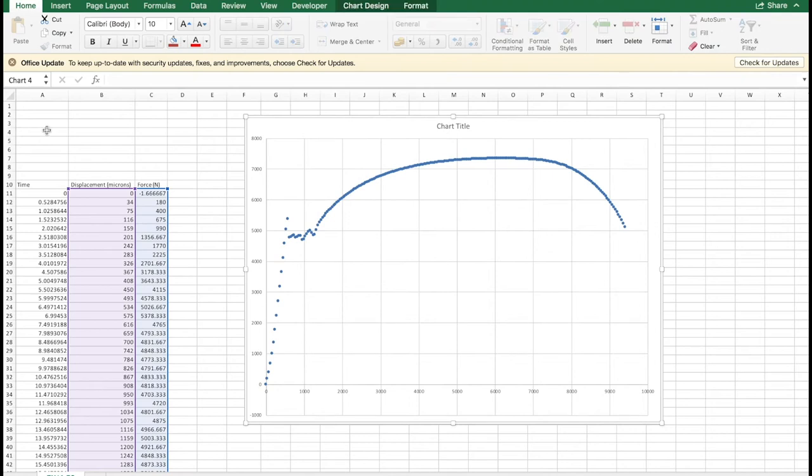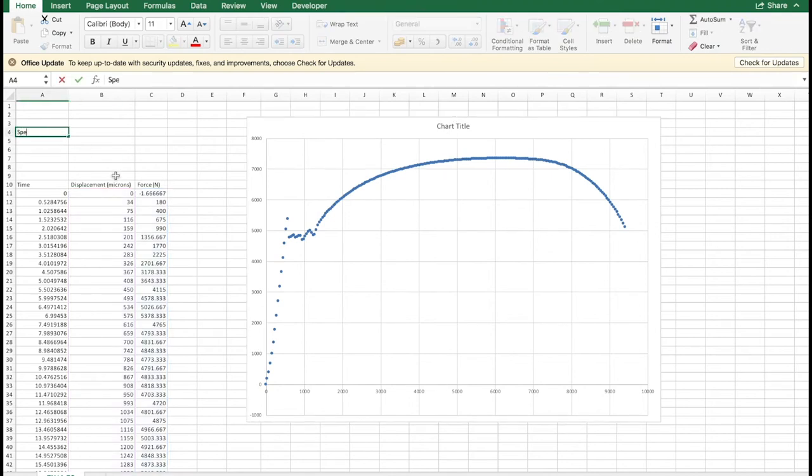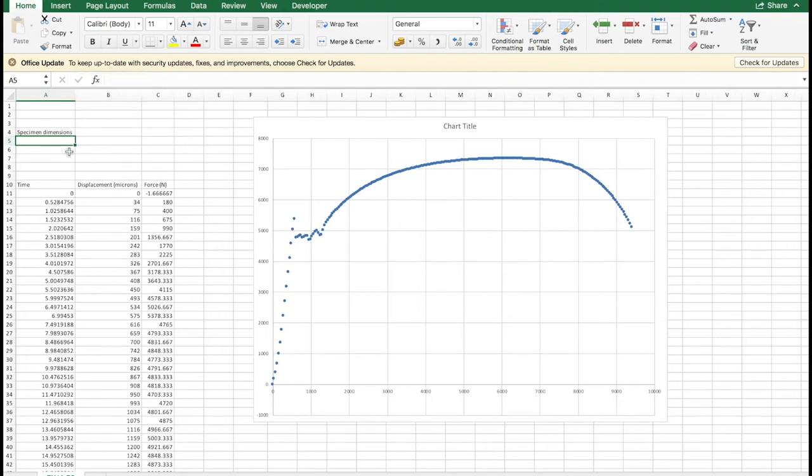Alright. Now above here, I'm going to start typing in something. I'm going to type in specimen dimensions. Now what do we actually want to know? Well, we want to work out the stress and strain. So to do that, we're going to need the original length of the specimen, which we saw was 35 millimeters. However, I know that this particular test was performed with a specimen that had a gauge length of 27 millimeters. So I'm going to type 27 millimeters. I also know that it had a diameter, so I measured it, of 5 millimeters.